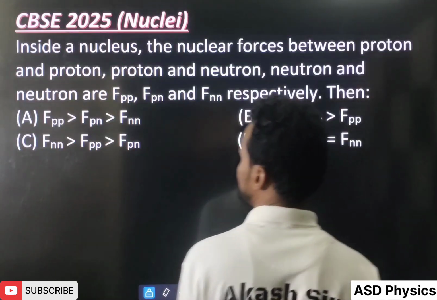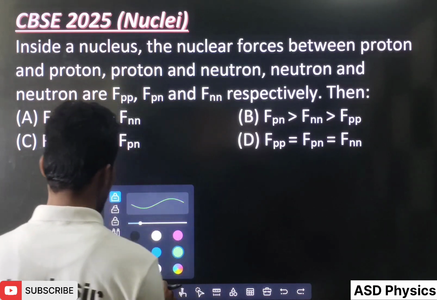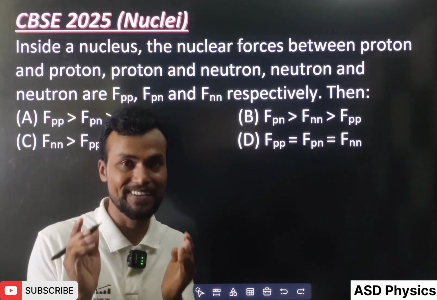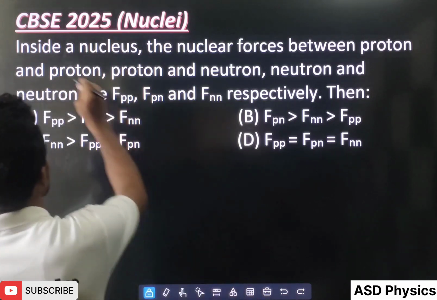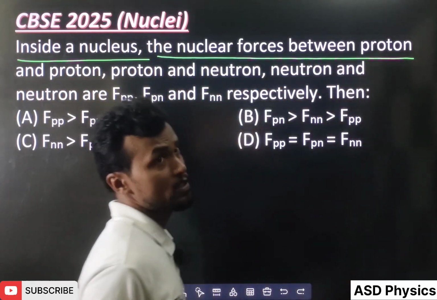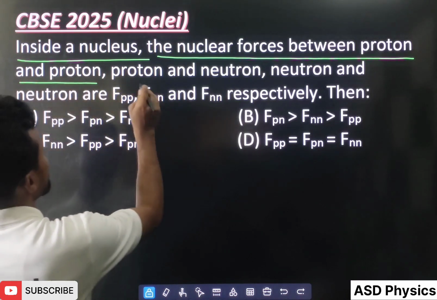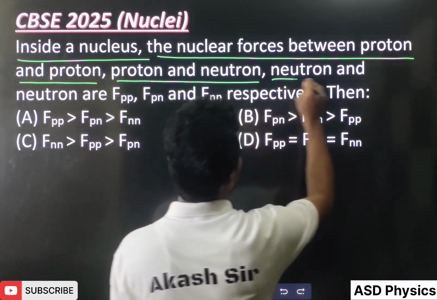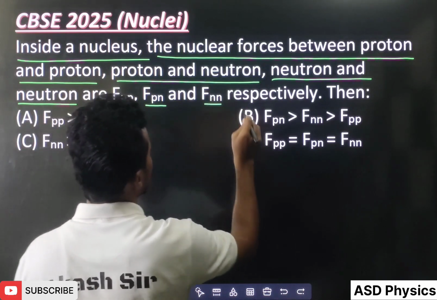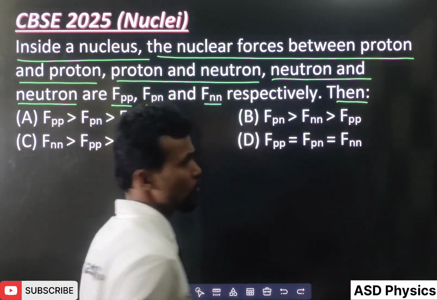Okay, great. Now students, next one is from nuclei. After solving so many questions of dual nature of radiation and matter, now nuclei is there. So see here, inside a nucleus, the nuclear forces between proton and proton, proton and neutron, neutron and neutron are F_pp, F_pn, F_nn respectively. Then these 4 options are there.